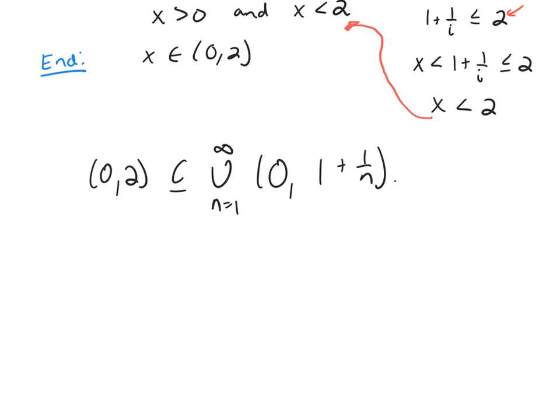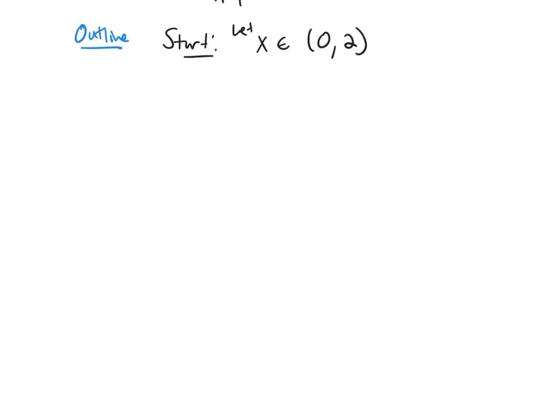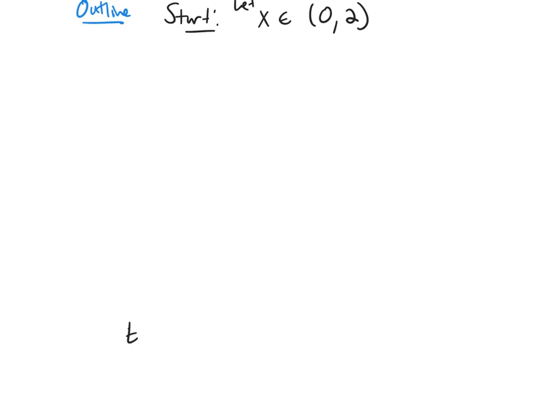So how will the outline of the proof look? We're doing the outline. What do I start with? I'm going to start with an element: let x be an element of [0, 2]. And then what do I need to end up saying? I need to end up saying that x is in that union. So I'm going to leave myself some room. The end of my proof will say that x is in that union.